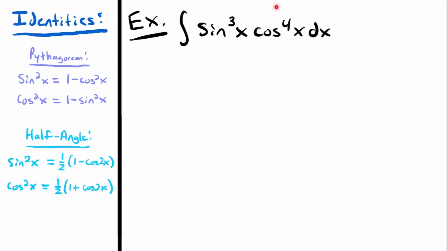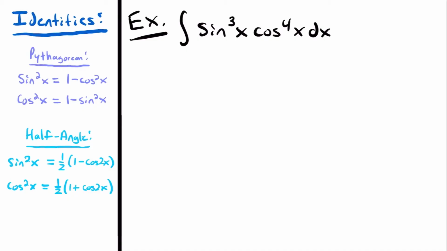All right, so here's our next example. We have the integral of sine to the third power of x times cosine to the fourth power of x dx. In this case, we have a trig integral with both sine and cosine in the integrand. What we want to do here is look at the powers of sine and cosine and see if we have any odd powers. And if we do, we want to split that odd power up.